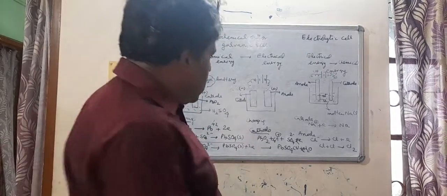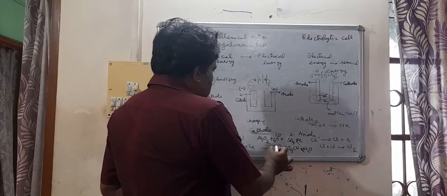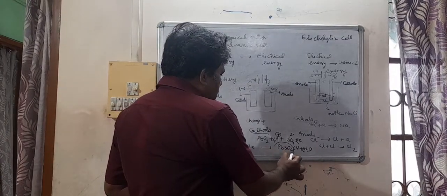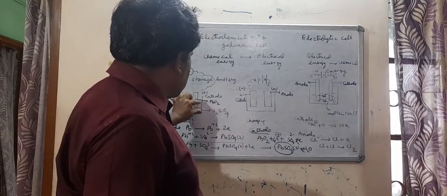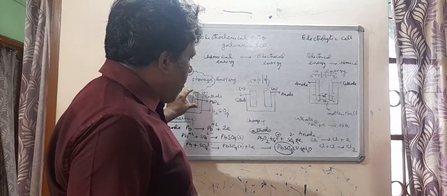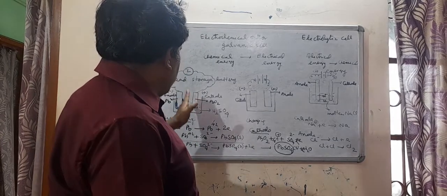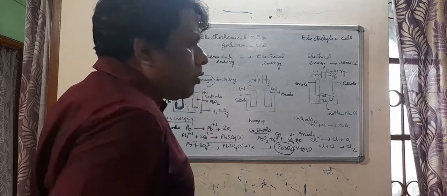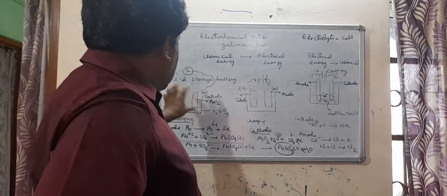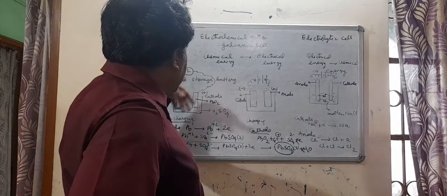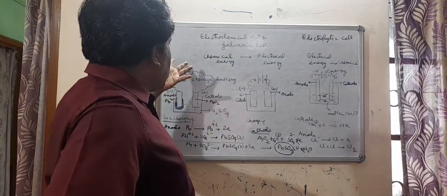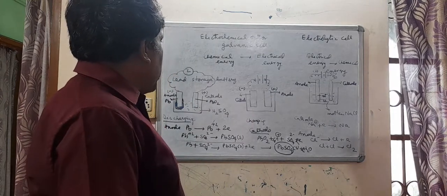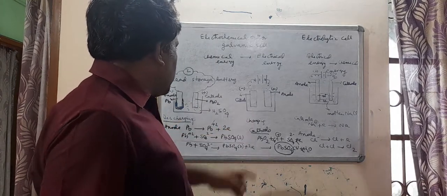So here you see, even the cathode is getting deposited by insoluble PbSO4. So this is also getting coated with PbSO4. This one also is getting coated with PbSO4. And when it gets fully coated with PbSO4, the reaction will stop and we will not get any more current. When we don't get any more current, then we require recharging.